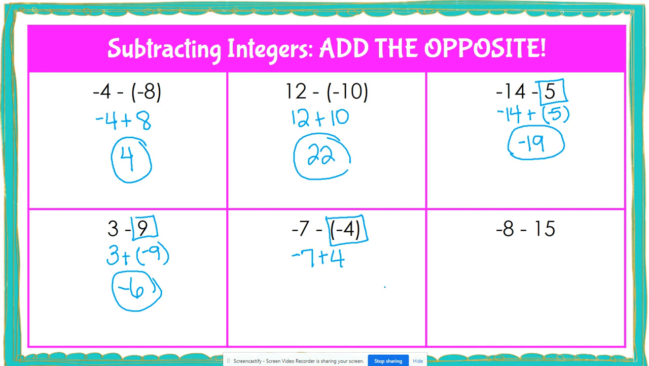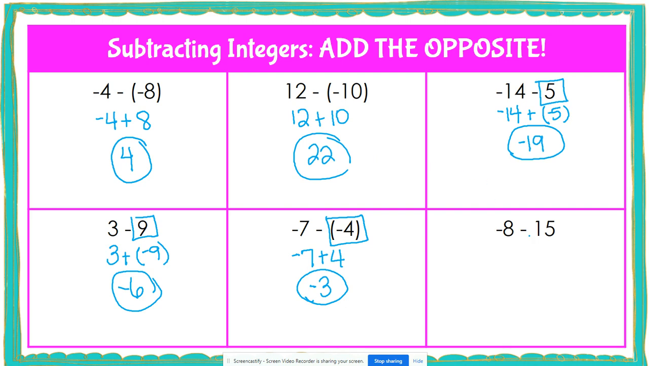Now I have an addition problem, and I'm adding with different signs, which means I need to subtract my absolute values. So I'm going to subtract 7 minus 4, which will give me 3. And since 7 has a greater absolute value than 4, and 7 is negative, I'm going to make my answer -3.